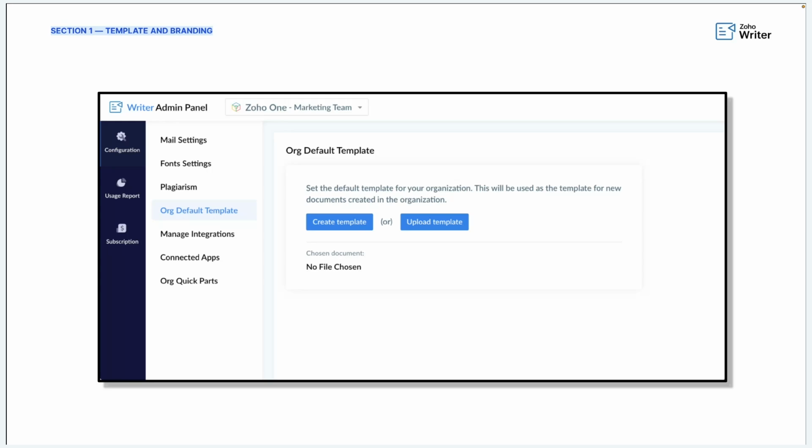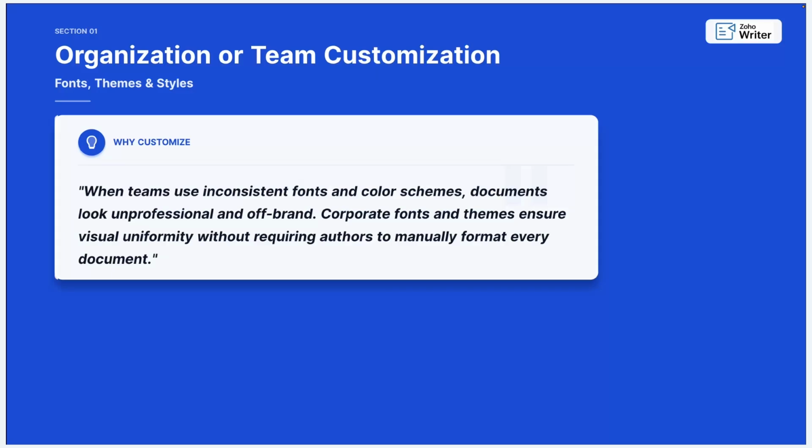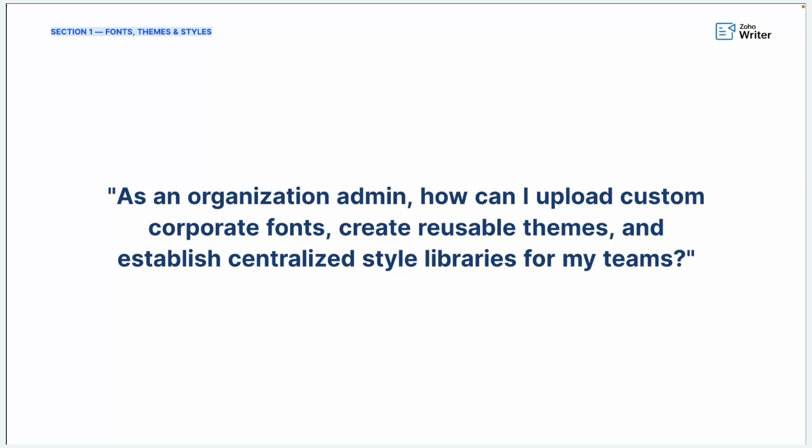Now, visual consistency doesn't stop at templates. Fonts and themes are where things often break down. What can admins do there, Gautam? Well, when teams use inconsistent font and color schemes, documents really look unprofessional and off-brand. Corporate fonts and themes ensure visual uniformity without requiring authors to manually format every document they create. So, as an organization admin, how can I upload custom corporate fonts, create reusable themes, and establish centralized style libraries for my teams?